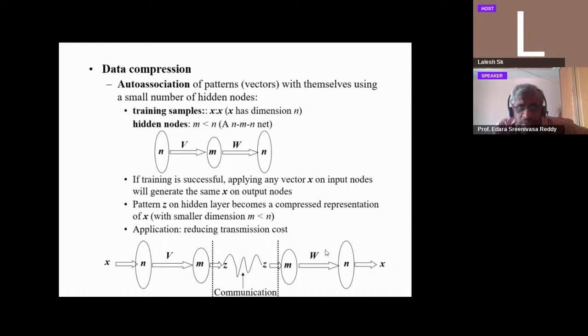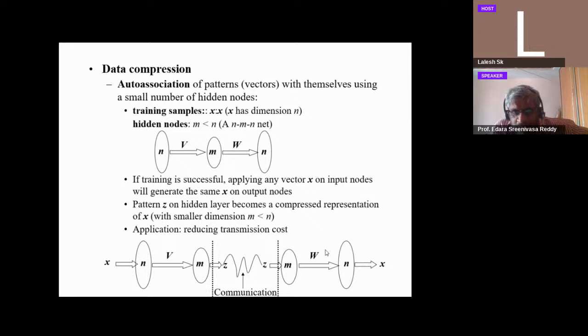Its main use is reducing the transmission cost. So how the data compression is made: the hidden layer becomes a compressed representation of X, a smaller dimension. M is less than N. You can reduce the number of hidden nodes. See here, N, M, N. Normally we are taking 2, 4, 1. In the previous example, we took 2 input nodes, 4 hidden nodes, 1 output node.